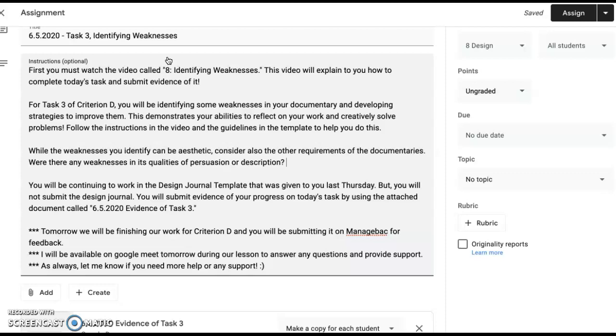So specifically, you'll be thinking about your documentary, weaknesses that it has in terms of aesthetics, but also the other requirements of the documentary, like is it persuasive? Was it descriptive enough? Was it persuasive enough? Did it do its job as the documentary? Did it meet all those guidelines that I gave you for the documentary? So you will be considering those things when you're trying to identify weaknesses.